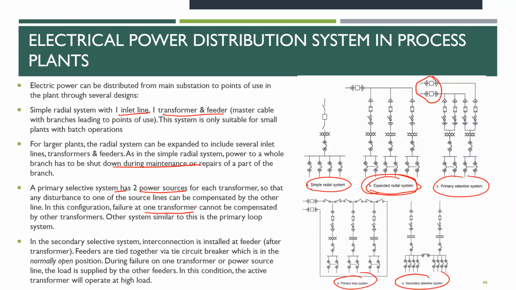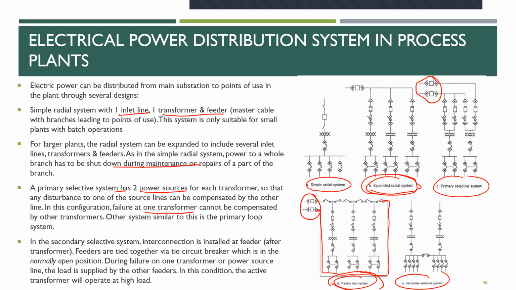A system similar to this is the primary loop system. This distribution arrangement consists of one or more primary loops. In this case we can see that it still has two power sources, where there is a loop here. The system is typically most effective when there are two services available from the utility.